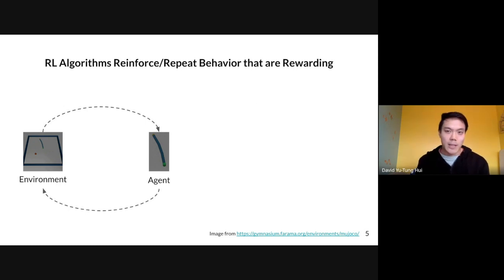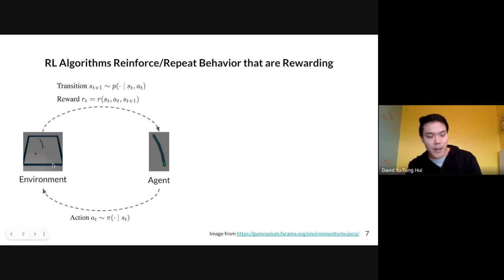RL is really about the problem of trying to get an agent to behave in an environment. Here we have this reacher agent, and it's moving around in this environment, and it's trying to get to this ball over here. At every time step t, the agent produces an action A using a neural network pi that is essentially some probability distribution over all the different actions it could take. The agent samples an action that it then uses to control the environment.